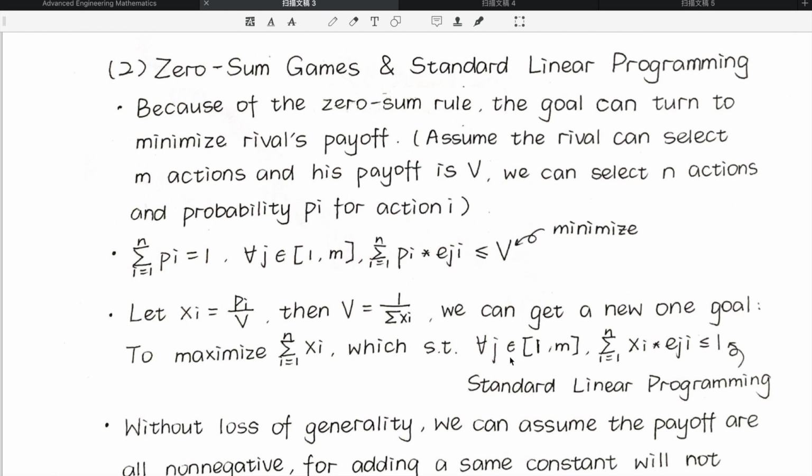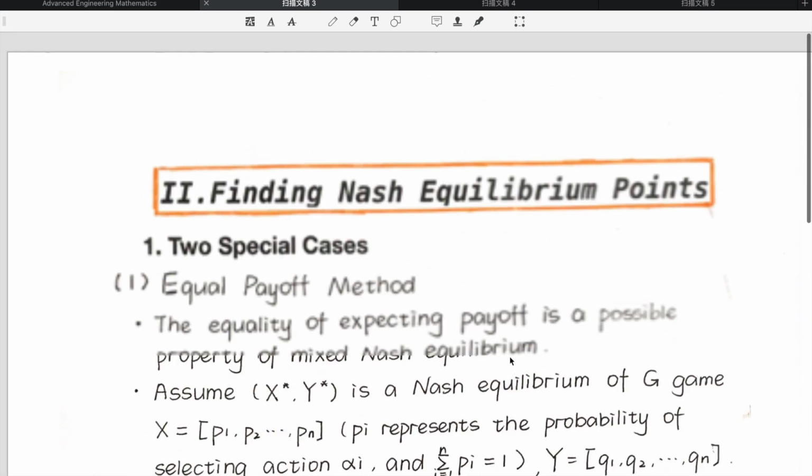There are many methods for linear programming, but we are not going to introduce them here. These are two special cases, and we're going to introduce the general method later.